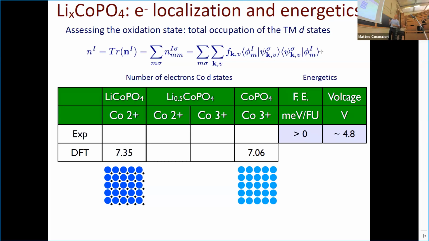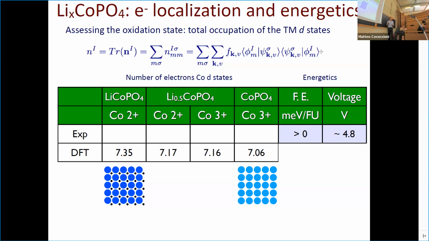So let's look at what these numbers look like for the delithiated and lithiated cobalt phosphates. You see that here we should have 2+, which as I mentioned before should have 7 electrons, and we get 7.35. These numbers are not sharply on our chemical expectation. And instead of 6, we get 7.06. It doesn't matter much as long as the 2+ and 3+ are predicted by more or less the same numbers also in between, which is not the case.